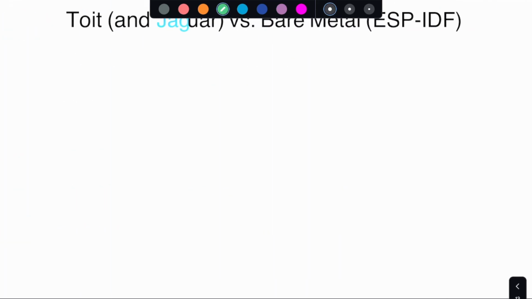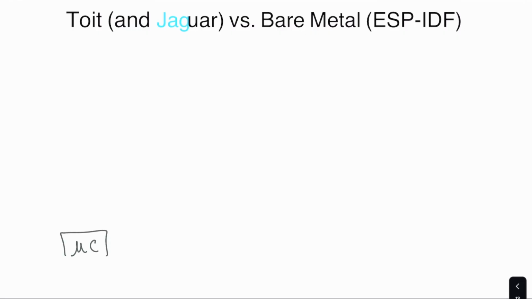Since we spent so much time talking about Toit and Jaguar, I think it's worth mentioning a little how it differs from what we'll be using going forward. So you have your microcontroller and the bare metal that it's running on. It sets up a bootloader, or it inherently just has an internal bootloader that can't be changed, which then is going to call the Toit virtual machine.